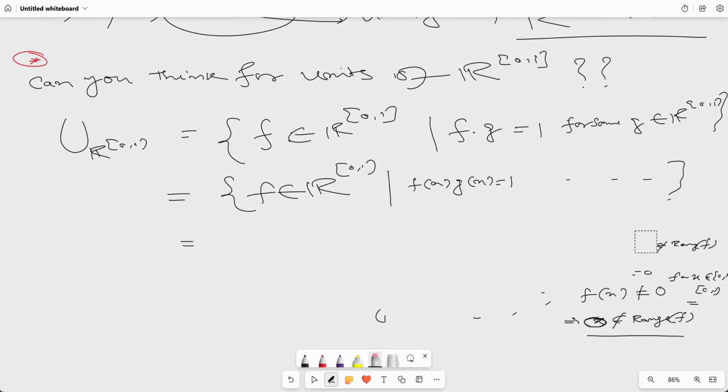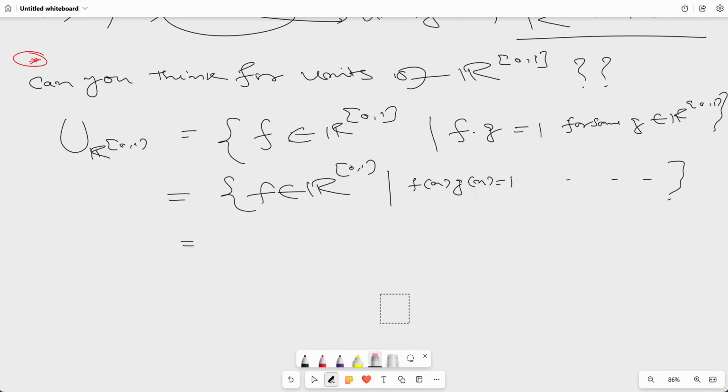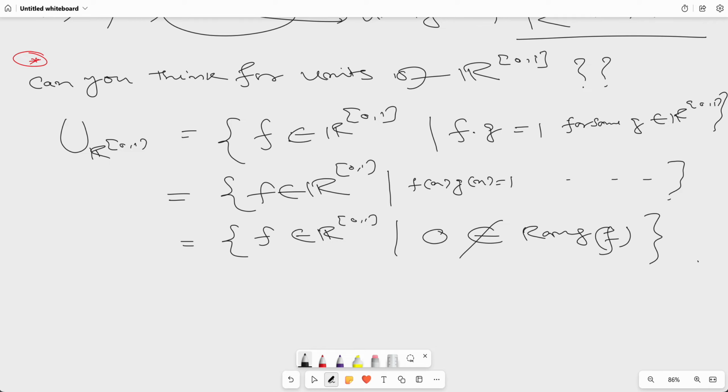So I am assuming all the functions here. 0 should not be in the range of f. If 0 is in the range of f, then there will be a problem. So the units in R^[0,1] are those f such that 0 is not inside the range of f. In all other cases you can define it. If f is non-zero everywhere, then obviously you can find 1/f(x), right? For f you can get 1/f(x).